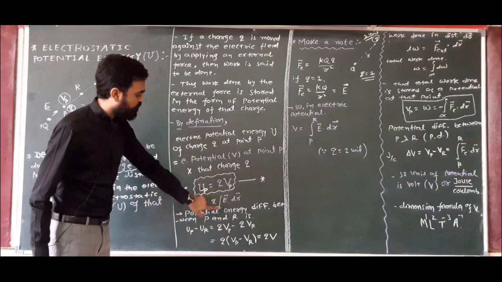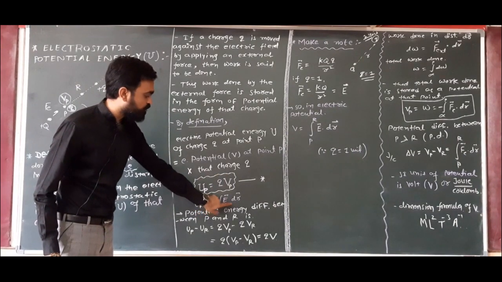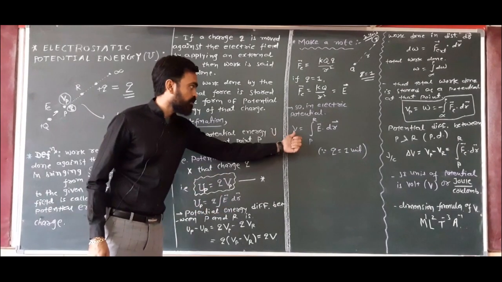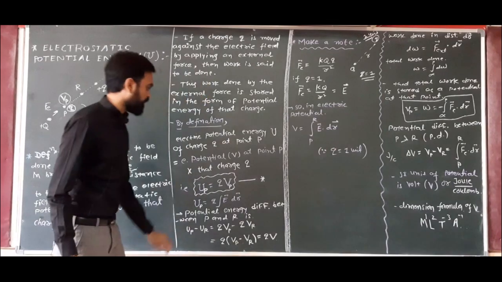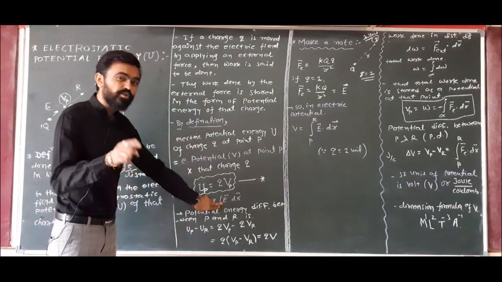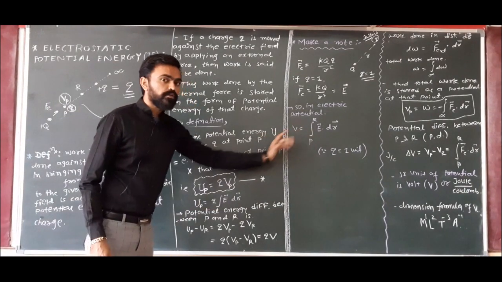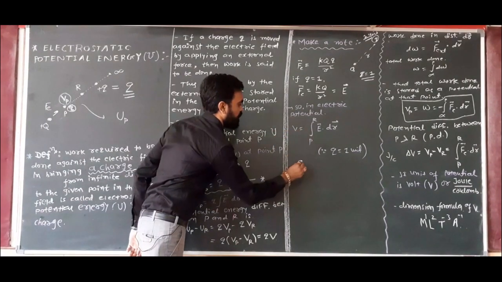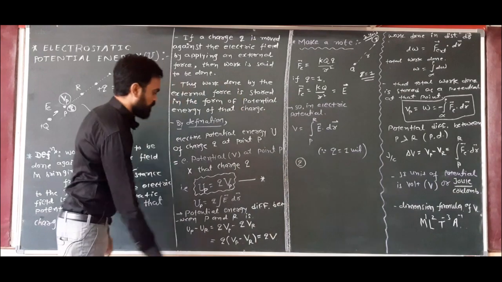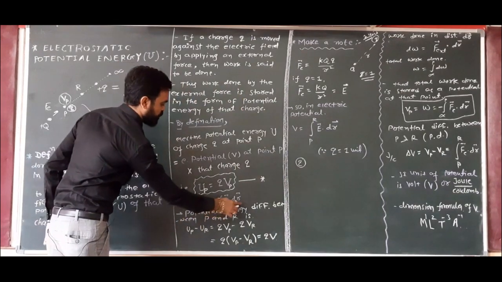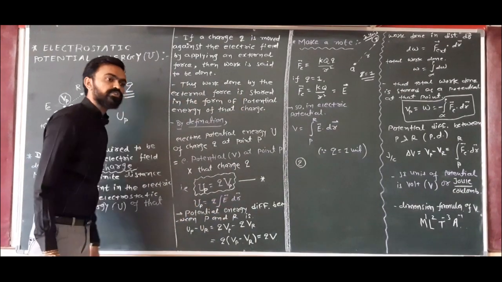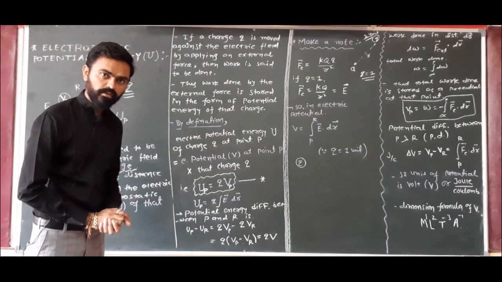Now UP is equal to, what is VP? We know VP is equal to integration of what? E into dr, as we discussed here. Integration E into dr, right? So what we have to multiply to convert this potential into potential energy? We have to multiply it just by Q, right? So Q into integration E into dr. This is the potential energy at the point P. Are you getting my point?